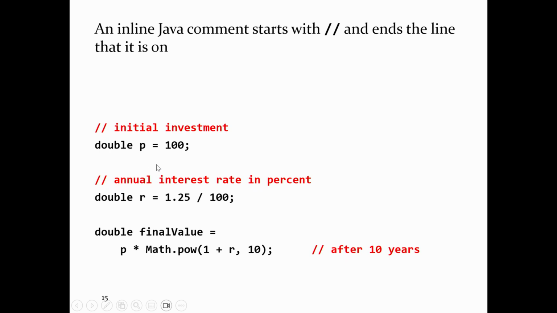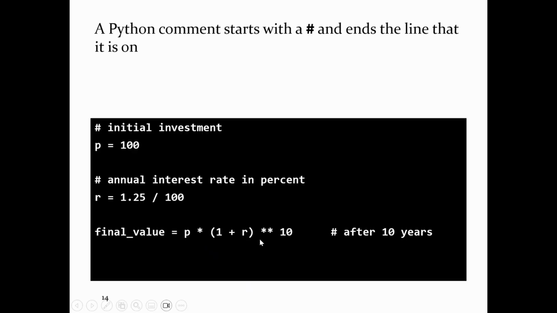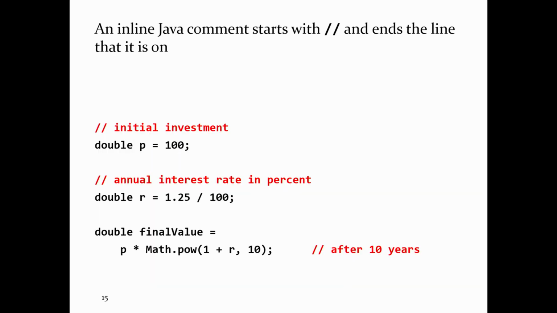The operators are mostly the same. If you want division, it's just the slash, and that's true in Python as well. Plus, multiplication, addition, they all work the same way. Python has an exponentiation operator: double star is 1 + r raised to the power 10. Java does not have an exponentiation operator. Again, this is largely because it inherits its syntax from C, which also doesn't have an exponentiation operator.